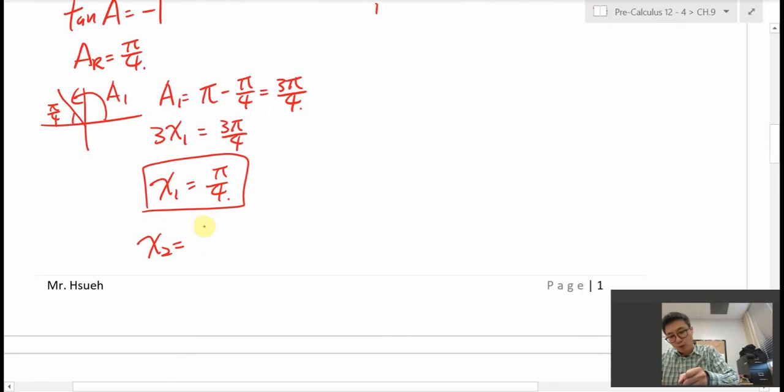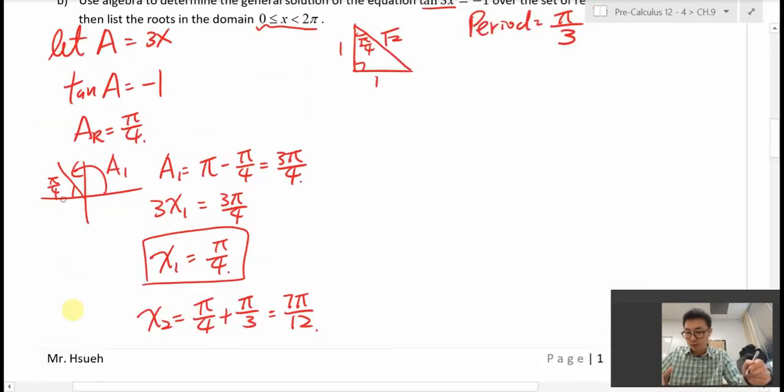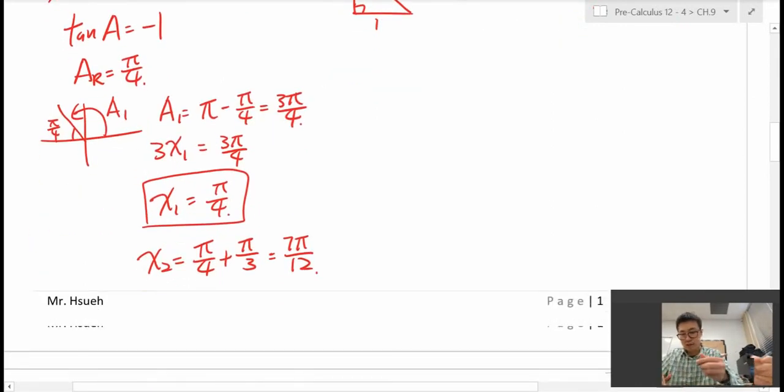So x2 is going to be pi over 4, your first answer, plus the period, pi over 3. And this is going to be 7 pi over 12. You can just make it the same common denominator: that would be 3 pi over 12 and 4 pi over 12. Add them together, you get 7 pi over 12. We want the domain to be 0 to 2 pi, so we will have to continue. So x3 would equal the next answer, 7 pi over 12 plus the period, and pi over 3 is 4 pi over 12, so this is going to be 11 pi over 12.